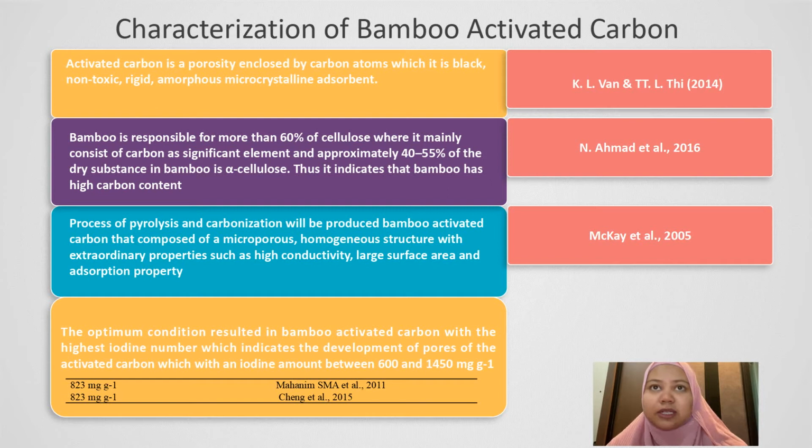A relative porosity indicator in an activated carbon sample is the iodine number, where various activation temperatures will impact the activation time and the iodine number. The best condition for producing activated carbon from bamboo was at an activation temperature of 100 degrees Celsius and an activation time of 120 minutes. That results in bamboo activated carbon with the highest iodine number. Thus, the optimum condition resulting in the highest iodine number indicates the development of pores in the activated carbon, with an iodine number between 600 and 1450 mg per gram, which came from the findings of Mahanim SMR and Cheng et al.